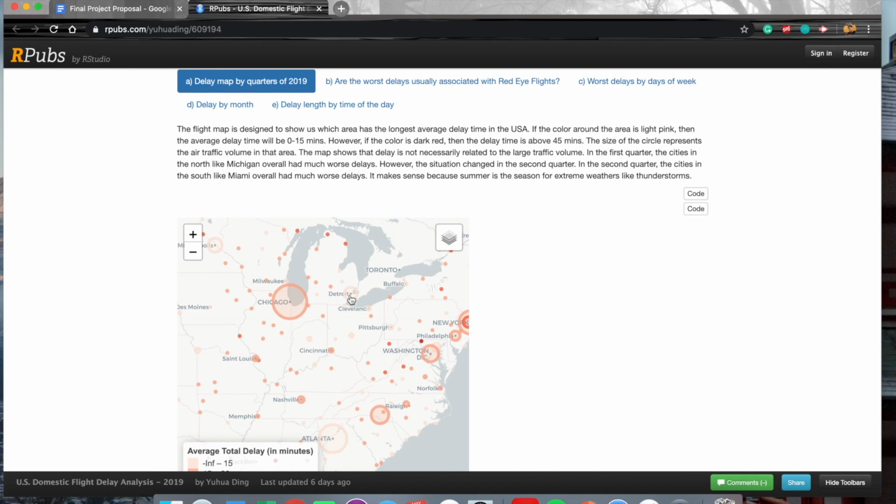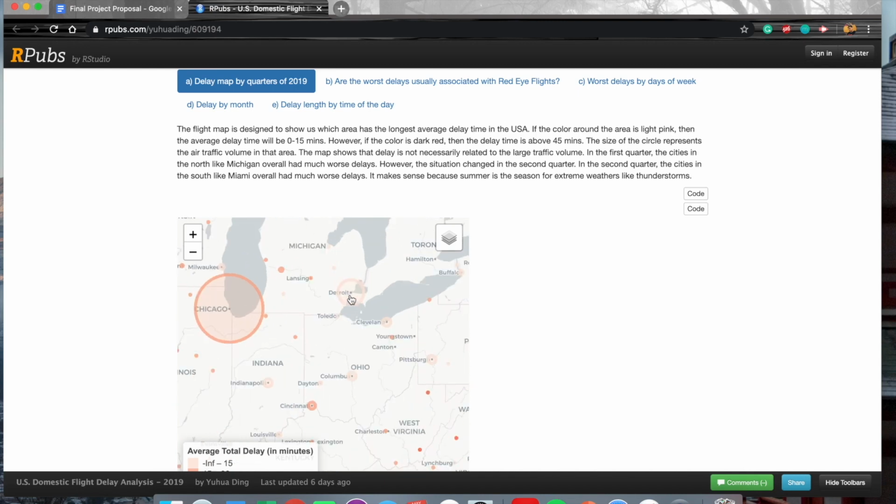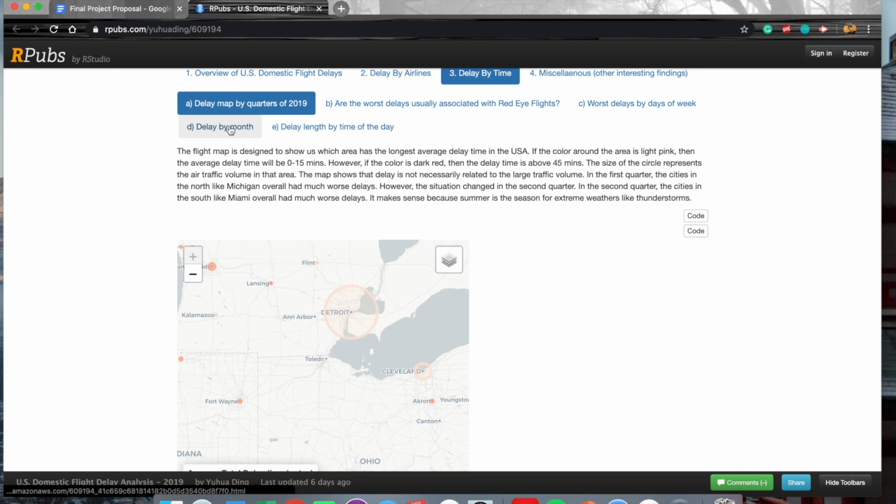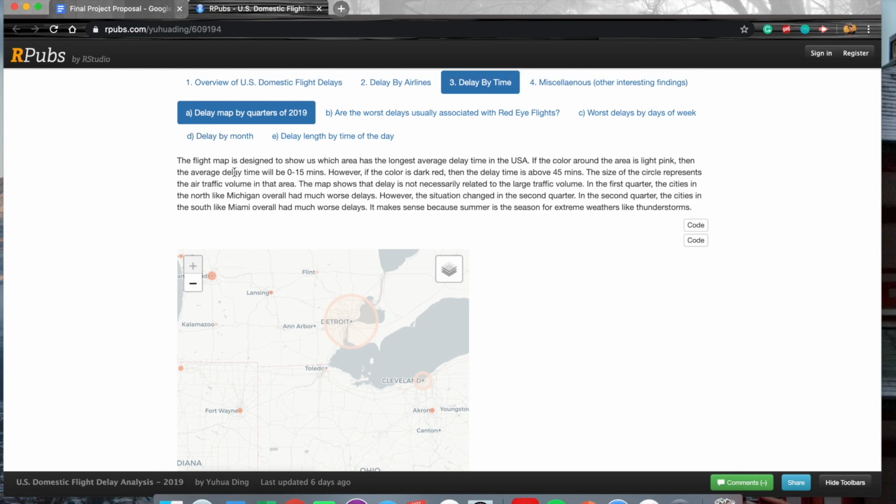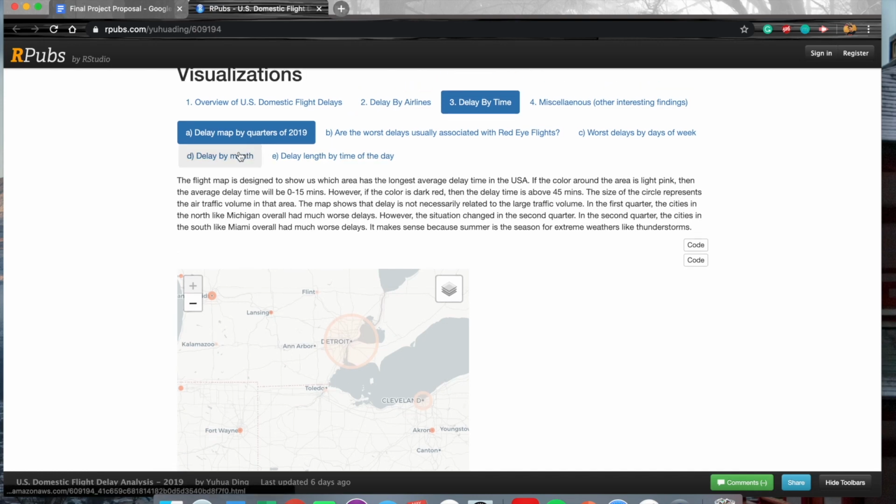In the first quarter, the cities in the northern states like Michigan overall had much worse delays. However, the situation changed in the second quarter. In the second quarter, the cities in the south like Miami overall had much worse delays. It makes sense because summer is the season for extreme weather like thunderstorms.